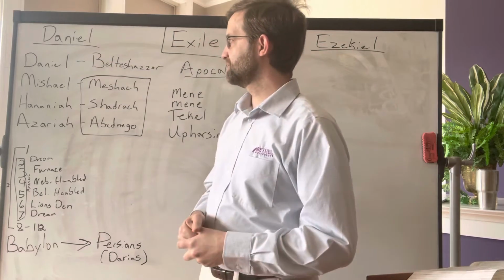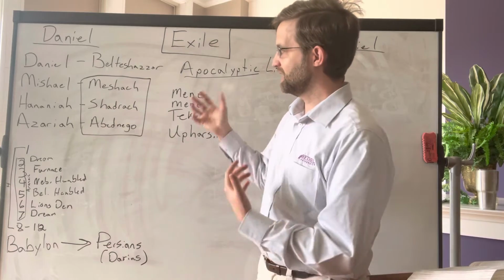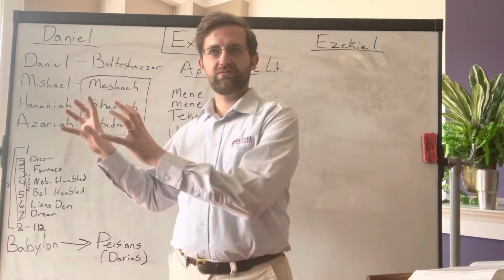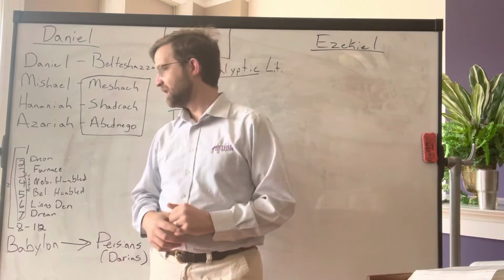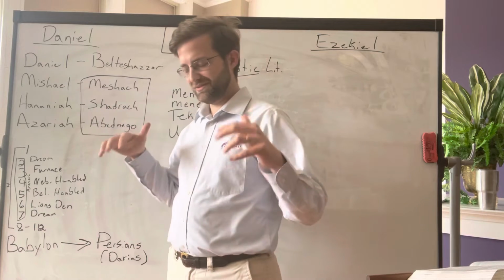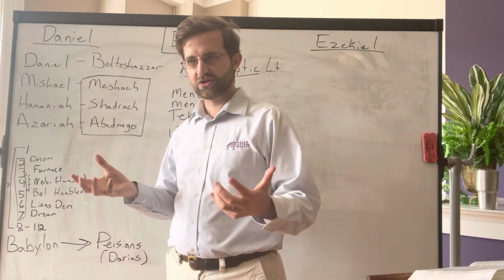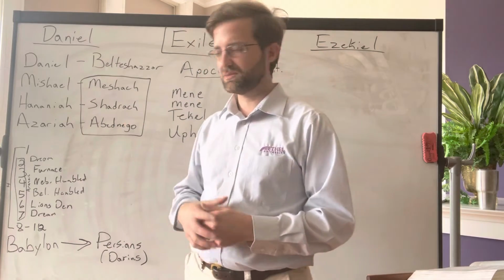Daniel is chosen to be an advisor in the palace, and Shadrach, Meshach, and Abednego are also kind of in with that group, and they'll get further honors as we go. And so that's the end of chapter 1. And then Daniel does something strange. The book Daniel, not the guy Daniel, does something strange.